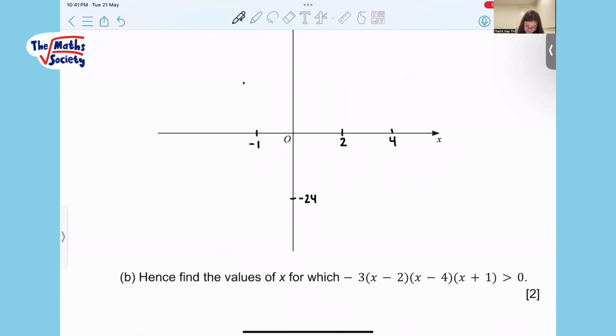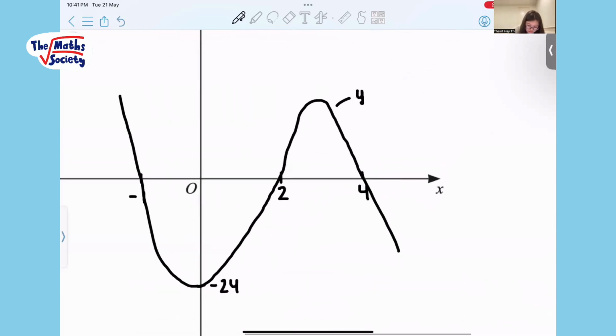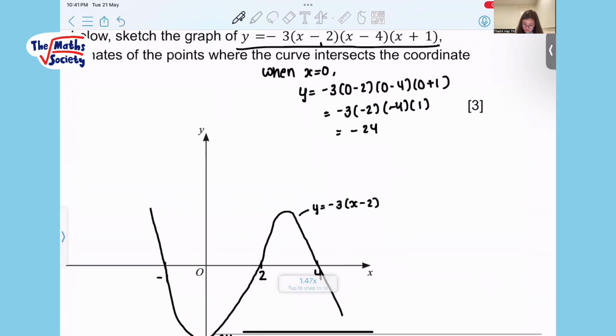So I'm going to try my best to make it symmetrical. You just go in and just go down. Yep, and this is your cubic graph. So you just write the equation, which is y equals -3(x - 2)(x - 4)(x + 1). Yep, and that's your graph.